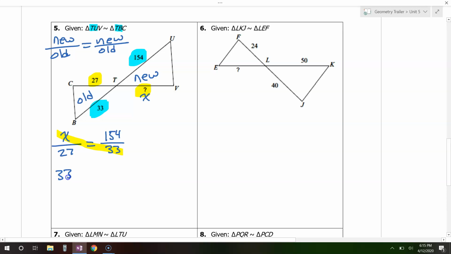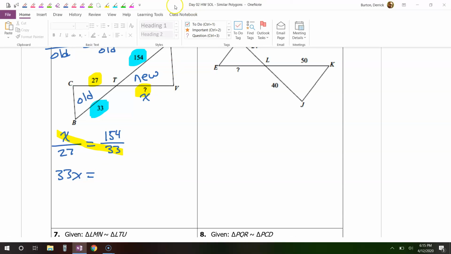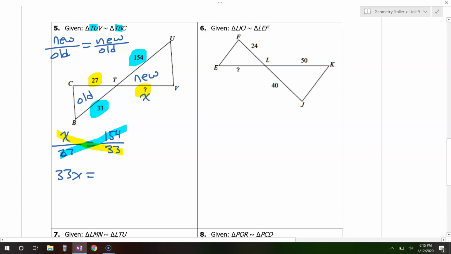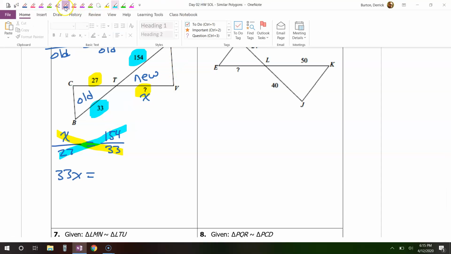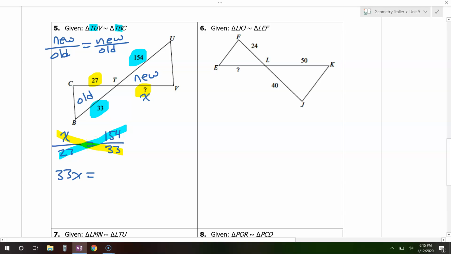So that'll give me 33x on one side of the equation. And then we will multiply these together. So grabbing my calculator, we have 27 times 154. So that's going to be 4,158. And then you just divide both sides by 33. Divided by 33 gives me 126. Easy peasy lemon squeezy.